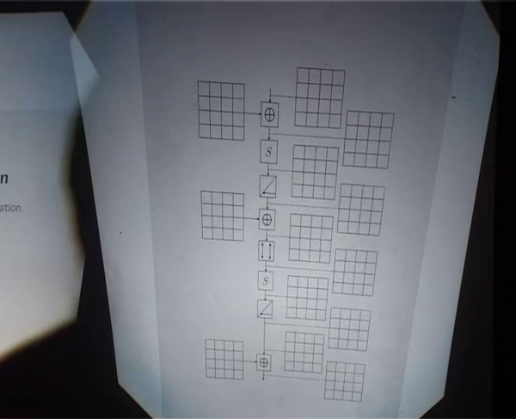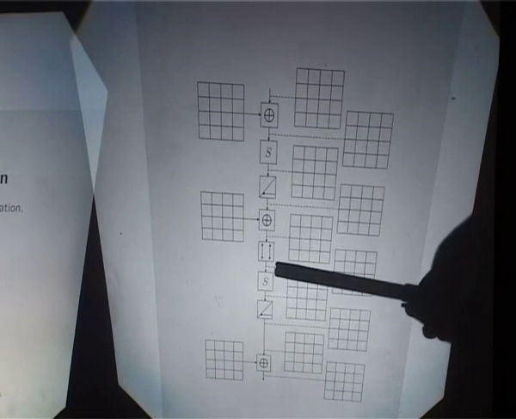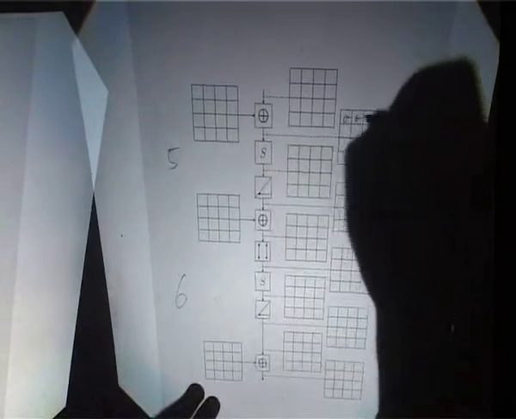The reason is the mixed column is linear, so instead of adding a value on this side of the mixed column, I can add a related value on the other side of the mixed column. This is because it's linear. So here we are actually adding the key to the A's, before the mixed column, and that's just equivalent to adding another key, a related key, to the B side. So it's an equivalent representation of the cipher, and this is what we use in a lot of attacks. Now these are rounds 5 and 6. And we have this sigma property here.